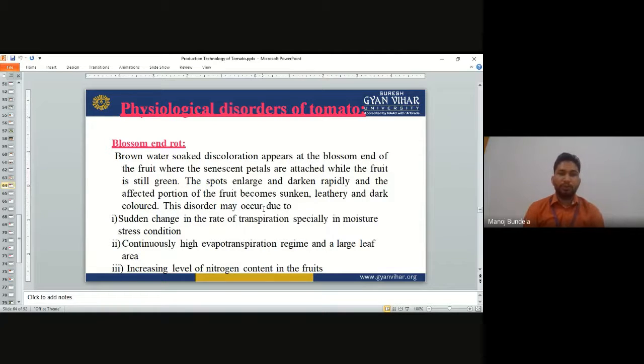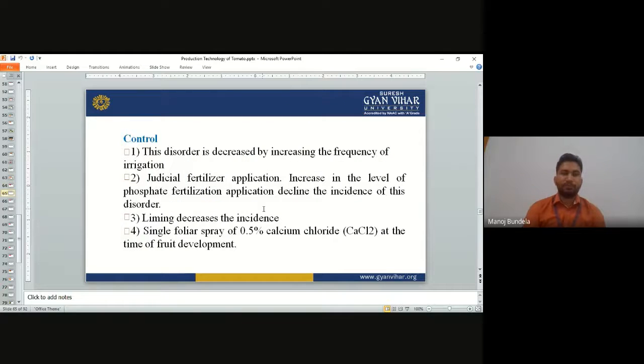In blossom end rot, soft discoloration appears on the blossom end of the fruit. These are the symptoms by which we can identify blossom end rot. The reason is moisture stress condition, high evapotranspiration, and increasing level of nitrogen. This disorder is controlled by increasing the frequency of irrigation.